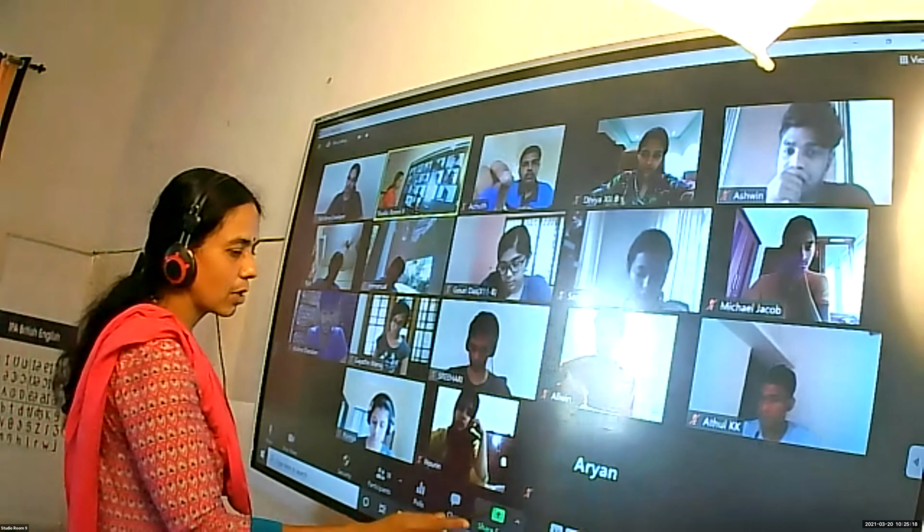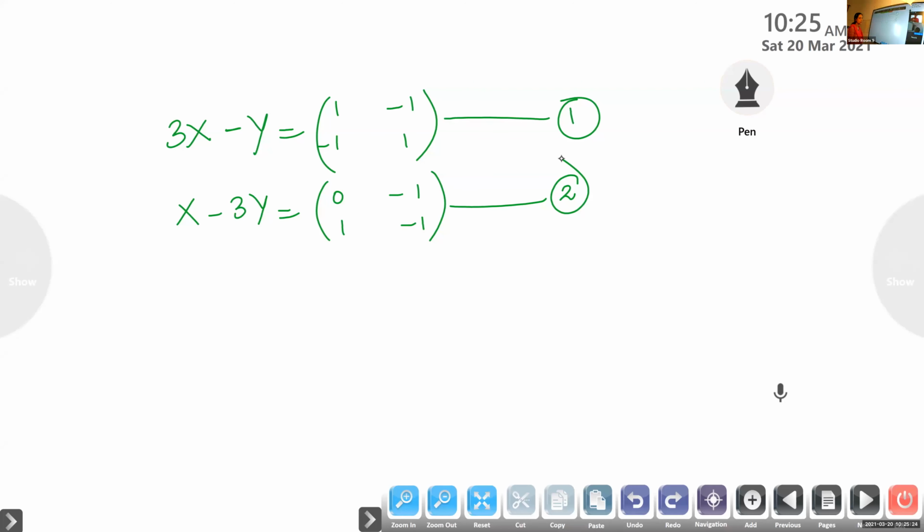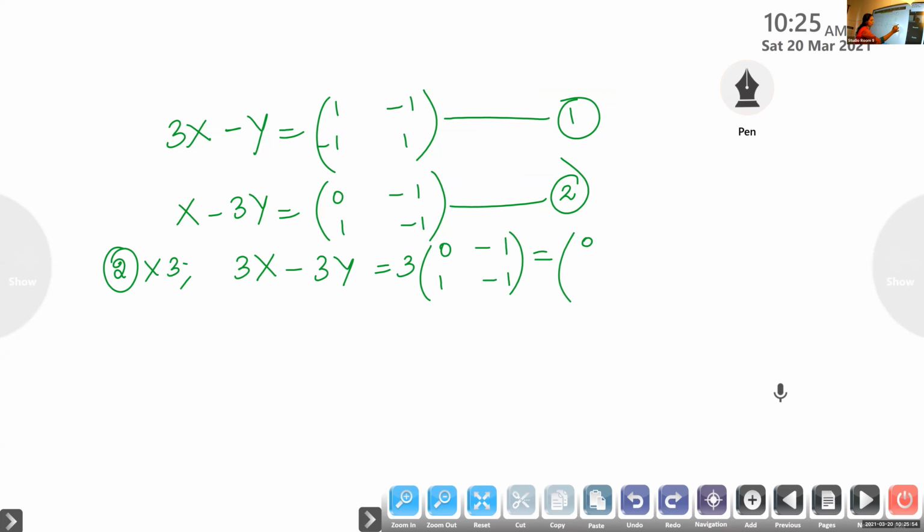So I'm going to name the equations as 1 and 2. Suppose I want to eliminate x. We should make the coefficient of x the same, isn't it? So I'm going to multiply the second equation by 3. So we will get 3x minus 3y is equal to 3 into 0 minus 1, 1 minus 1. When you multiply by 3, you get 0 minus 3, 3 minus 3.